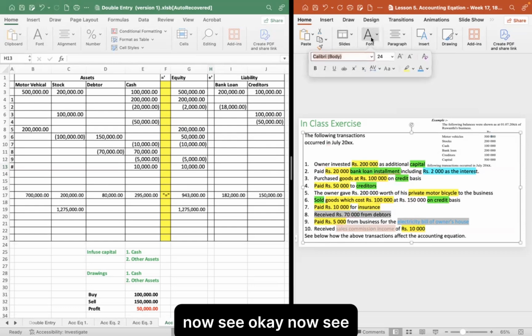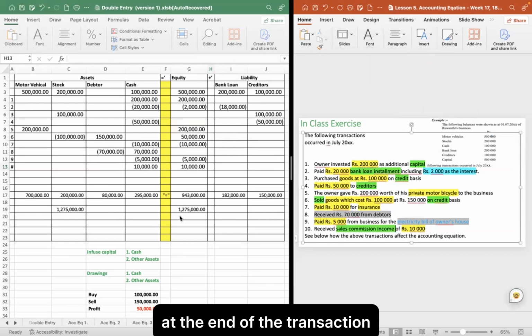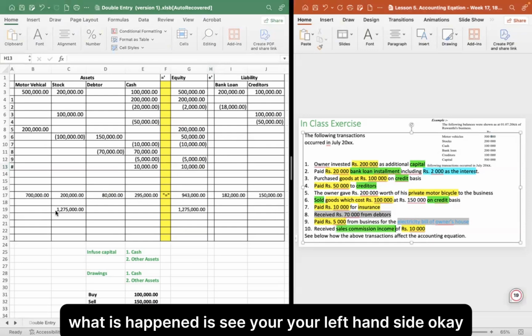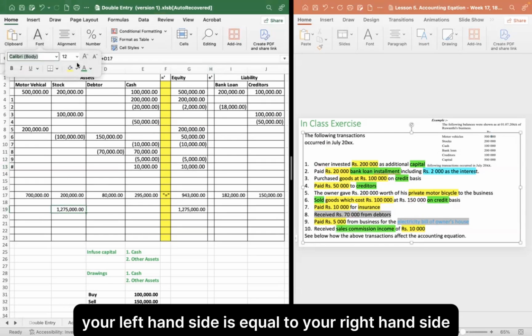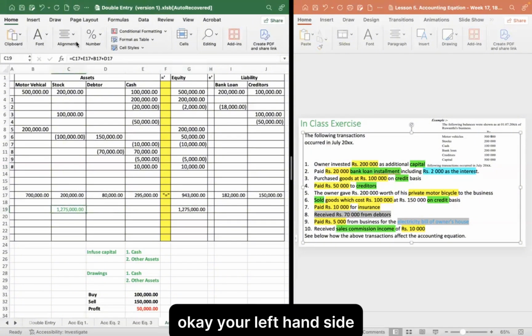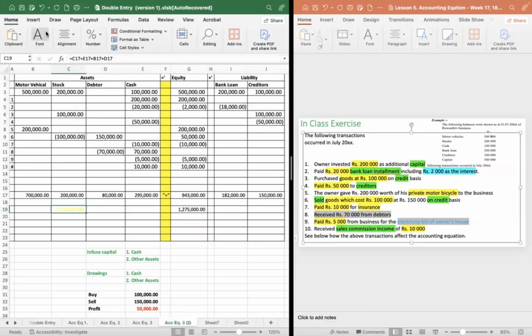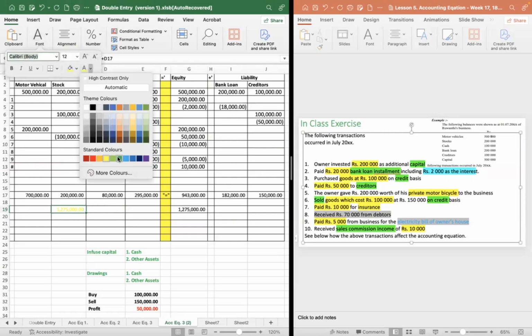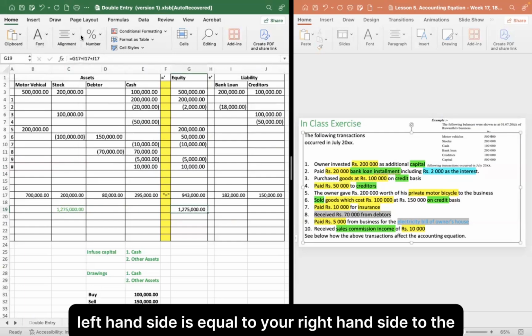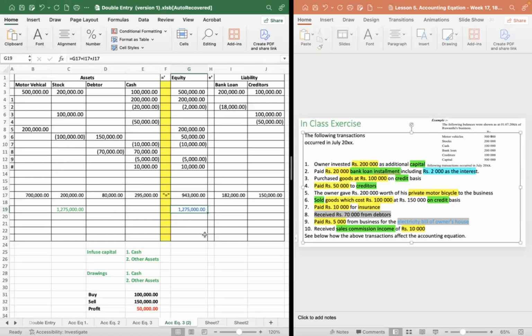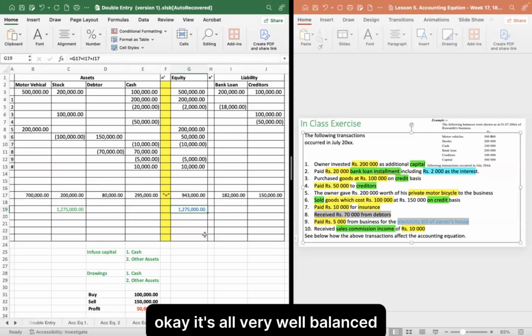Okay, now see, at the end of entering all these transactions, your left hand side is equal to your right hand side. That means the accounting equation is perfectly balanced. Okay, it's all very well balanced.